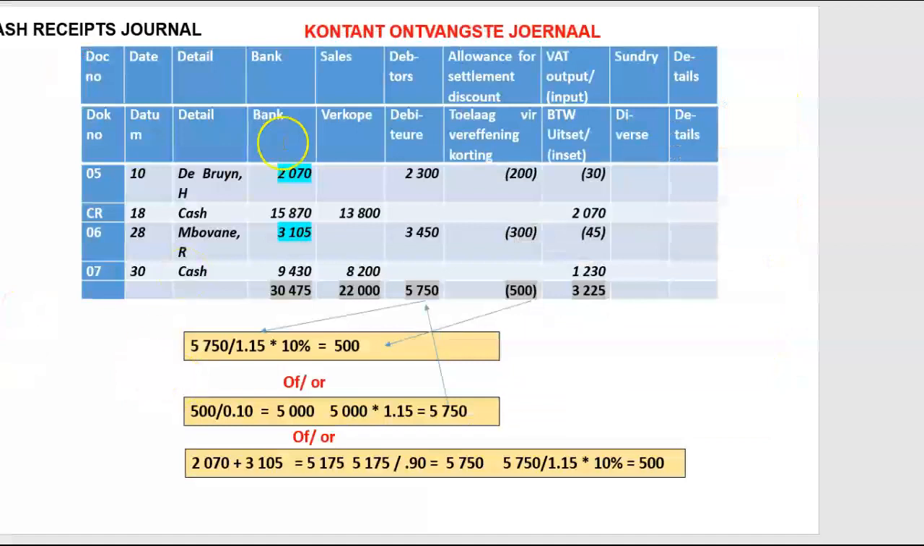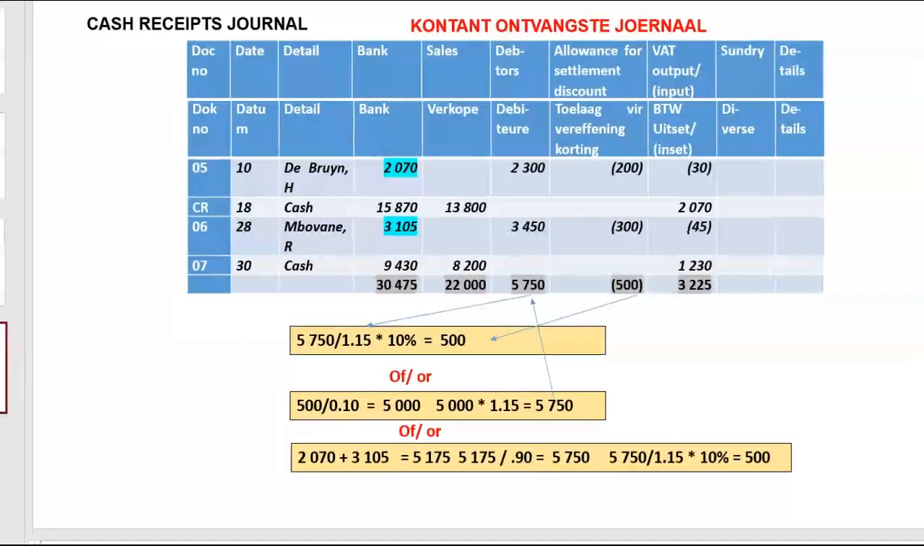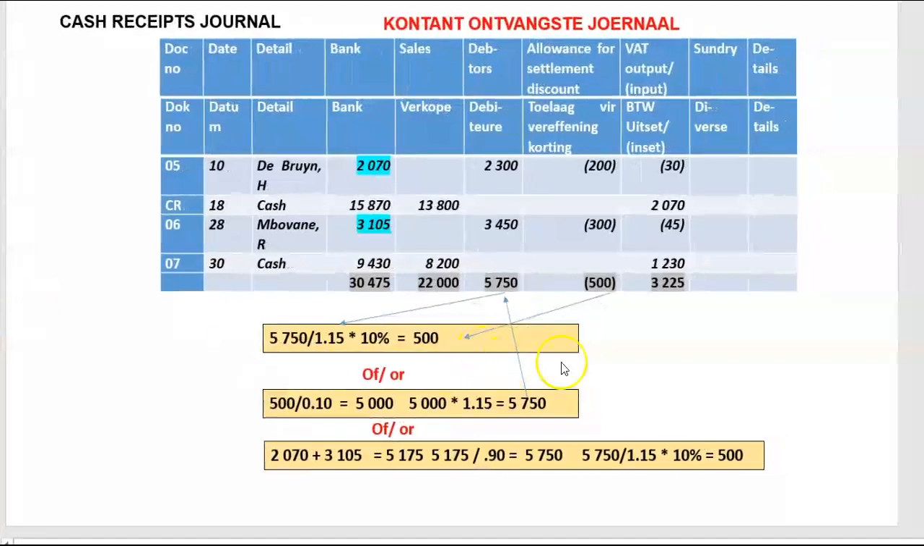Let's move to the cash book receipts journal. If I've given you the cash book receipts journal for the month of April, and I've told you the amounts received from debtors as recorded in the cash book receipts journal. Now, if you look here, this was an amount that was received from the debtors, Brian and Mbuvani. So in total, I give you the 5750.